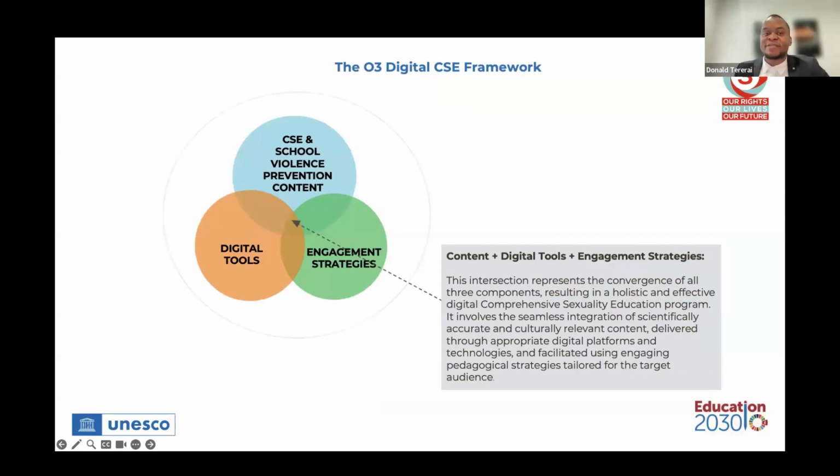And our approach is guided by what we call the O3 Digital CSE framework. And it integrates three critical elements, the first one being content, the second one being digital tools, and the third one being the engagement strategies that we use. So where these three intersect, we'll find content that is scientifically accurate, is culturally sensitive and age appropriate. And we use various digital platforms and technologies. These include mobile applications, chatbots, radio, television, social media, and so on to disseminate the content.